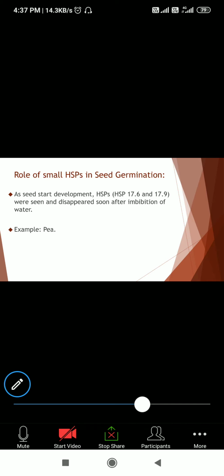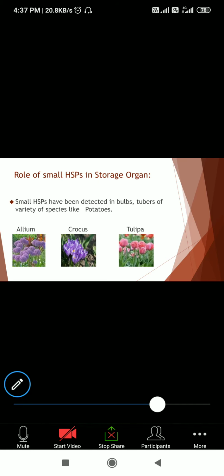तो similarly इसका जो seed germination का role देखा गया है in case of peas as well. They exist in the cotyledons, and these proteins remain there in the cotyledons after the imbibition of water as well, and they get declined before the germination of the seeds starts. Means imbibition के टाइम पे हायर एक्यूमुलेशन रहता है, जो ही सीड जर्मिनेट होता है उस टाइम पे वो ख़त्म हो जाता है. So now we will see the role of heat shock proteins in the storage organs.